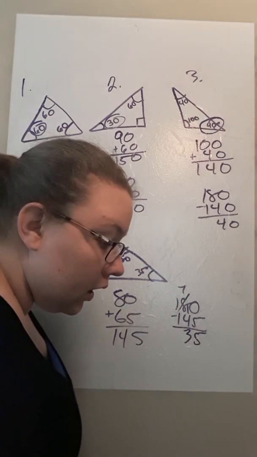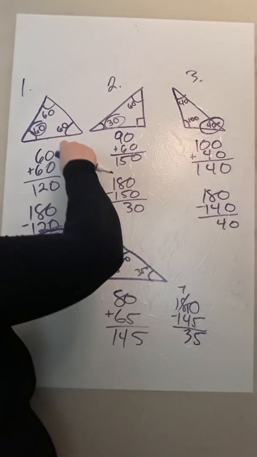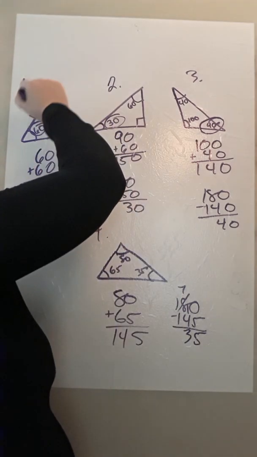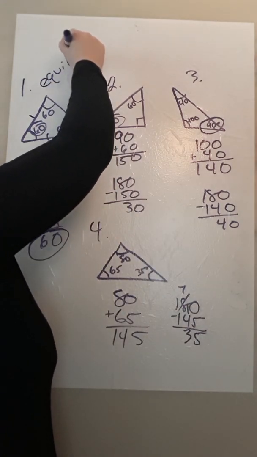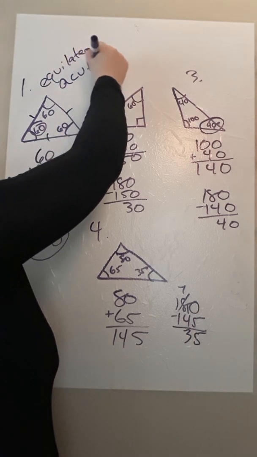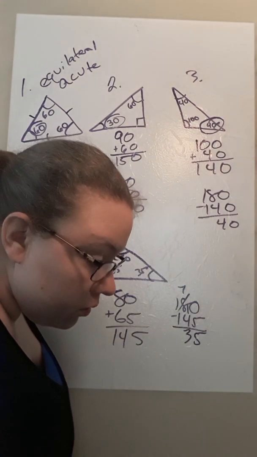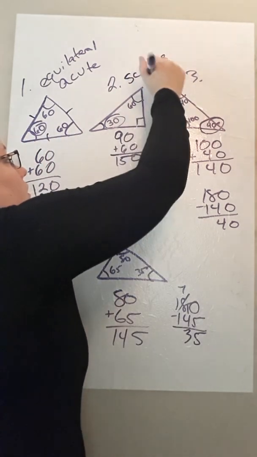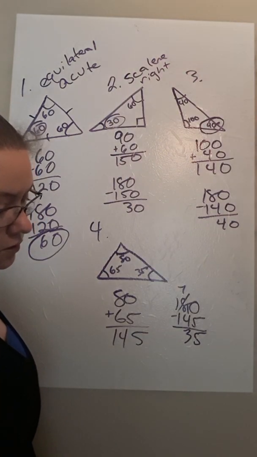Okay? It also asks you to classify each triangle in 2 ways. So let's look at each one of these. This one. All my angles are the same, all my sides are the same, and so it's an equilateral. Acute. So all my angles are small. Number 2, it's a right triangle. And in this case, it's a scalene right. All 3 sides are different sizes.